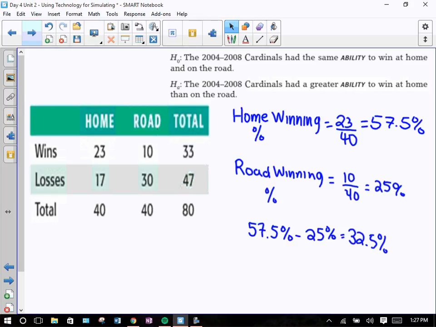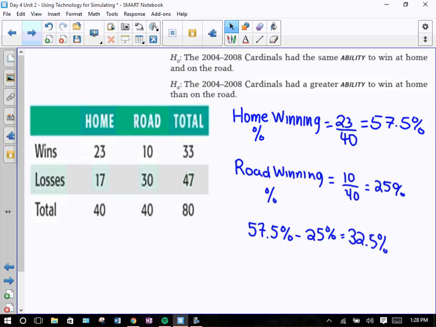That must mean on the road they do pretty bad, because they aren't making the playoffs. They have not been good. So everything's sort of pointing to the fact that there is evidence of home field advantage. However, in the past study we did, we got stuff that said that there really wasn't.